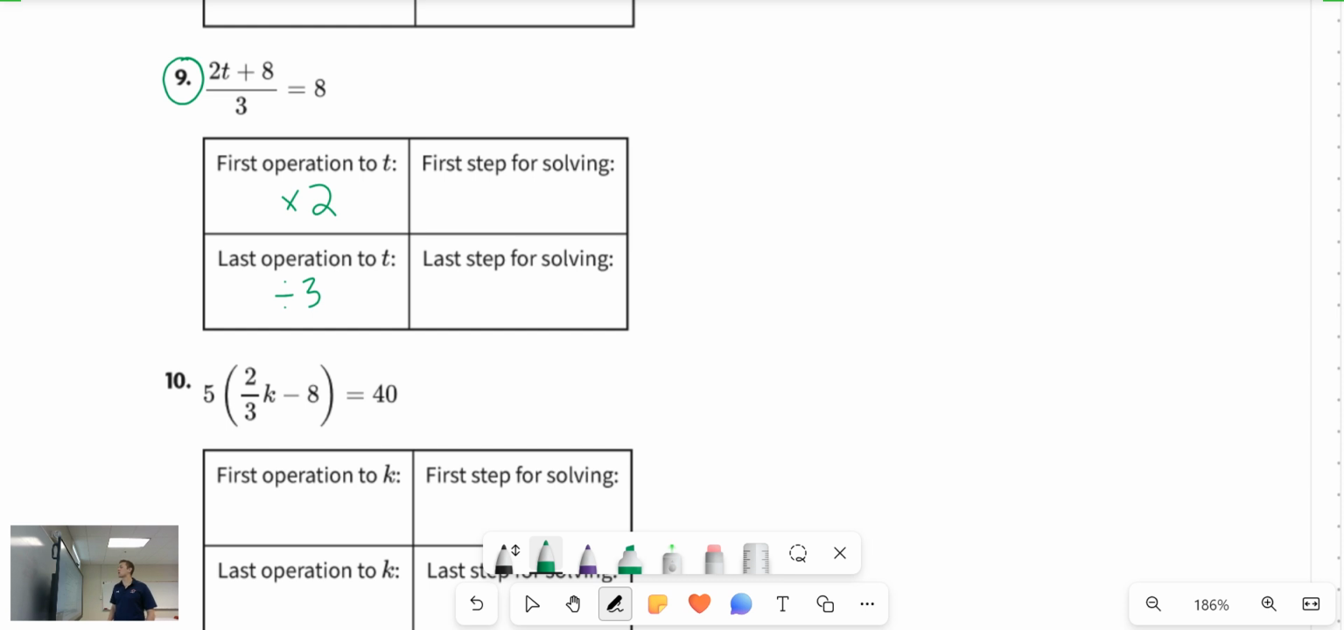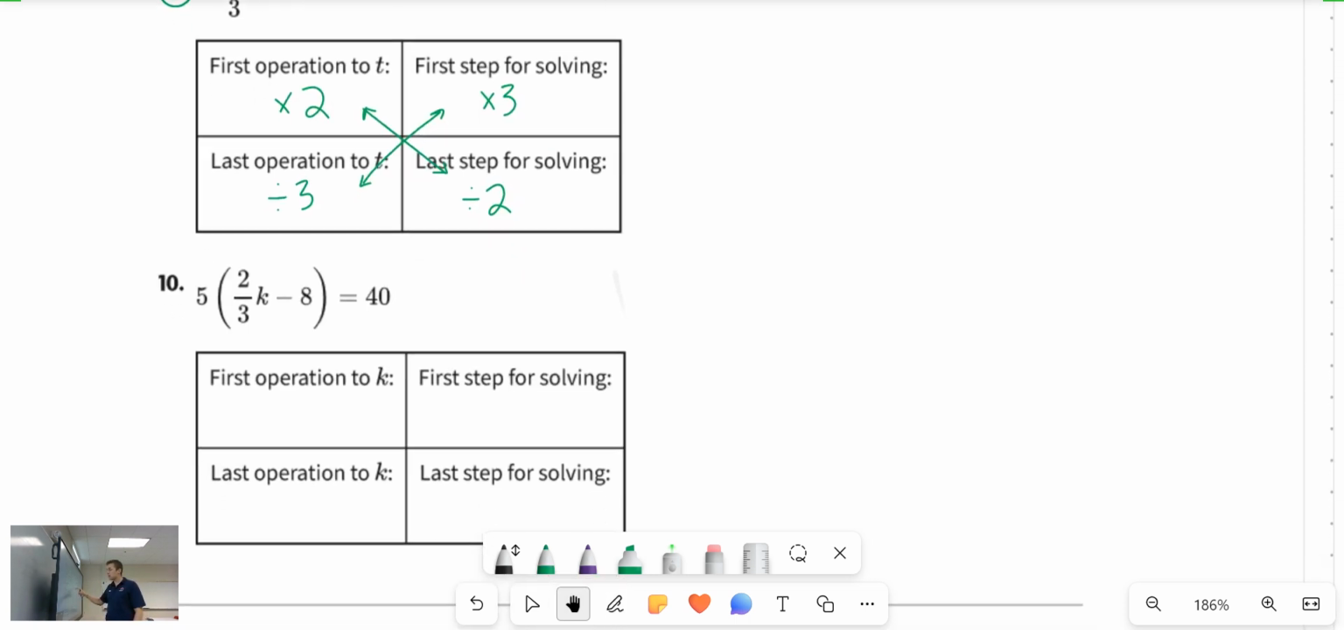And if we were solving, we'd start by multiplying both sides by 3. So times 3 happens first, then we would subtract 8, and then finally we would divide by 2. So once again, we have opposite operations, operations that sort of undo each other, with the same numbers ending up diagonal to each other. So our times 2 and divided by 2, and our divide by 3 and times 3 are the same numbers, but one's multiplication, one's division.